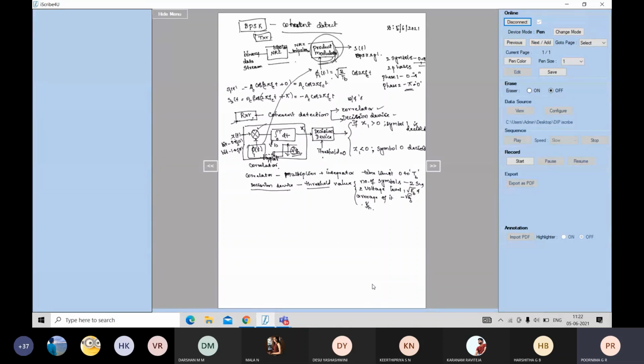The function of this decision device is to compare. It does the following function. It compares the signal vector. Which is the signal vector now? Which is the signal vector?